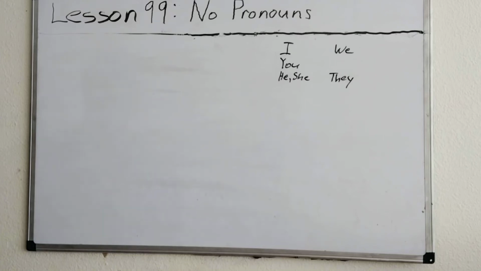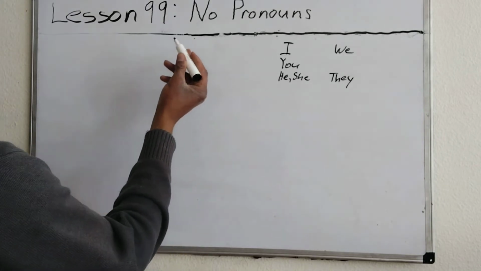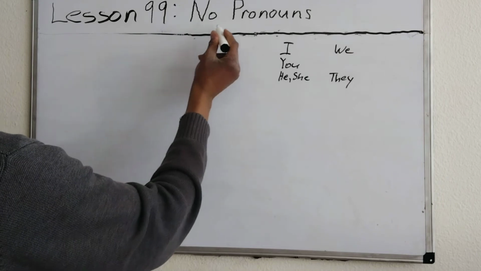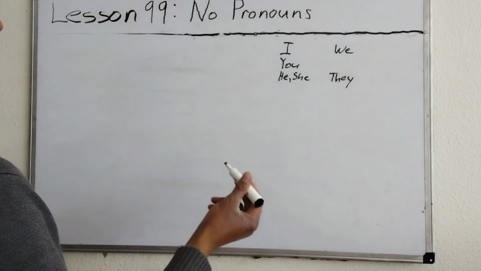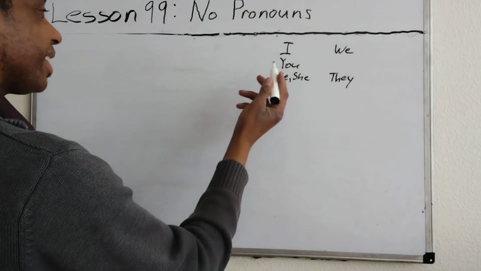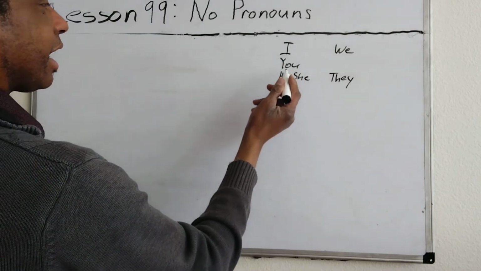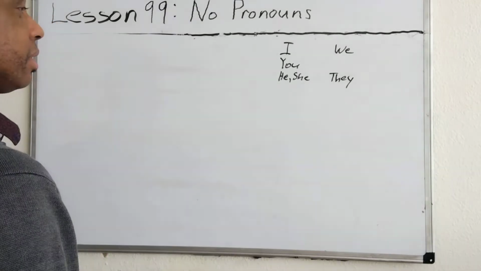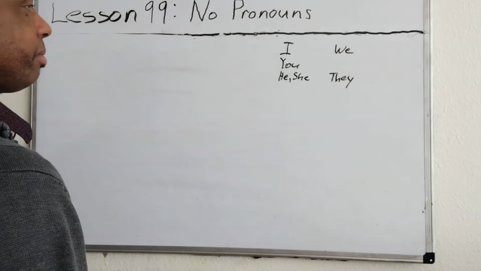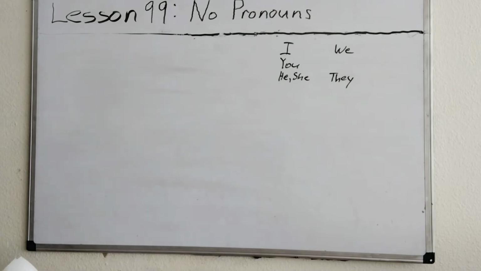In this lesson, we're going to go over the fact that oftentimes you do not use pronouns. There are no pronouns, okay? For example, even though there really are pronouns in Japanese for I, you, he, she, we, and they, a lot of times the pronouns are omitted, okay? So let's go over some reasons why they're omitted.